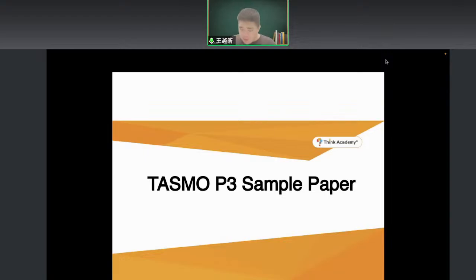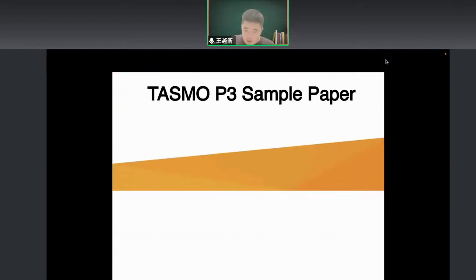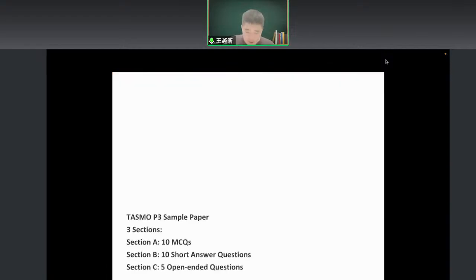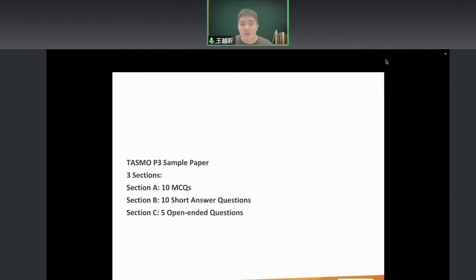Unlike P1, P2, and also K2, the P3 paper has one new type of question. We have 3 different sections. In section A, we have 10 multiple choice questions. In section B, we have 10 short answer questions, where all you need to do is fill in the answer.